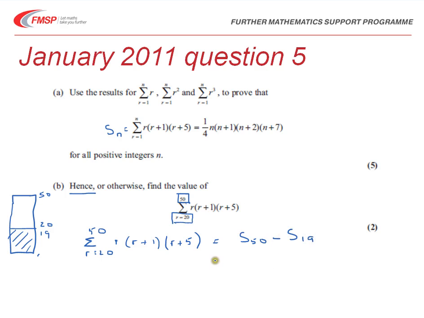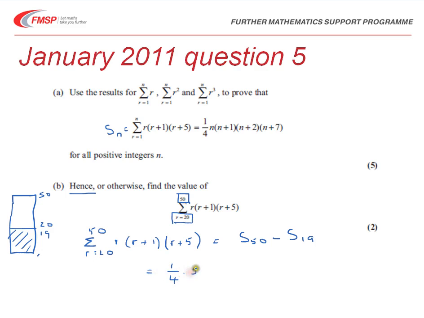Now, once you've decided that, it is literally just a substitution of the values 50 and 19 into the expression that you have in the question. Notice that you could do the second part of this without having done the first part. So you're given the expression to use. So if you find that you get into problems, please make sure that you do the second part of the question.